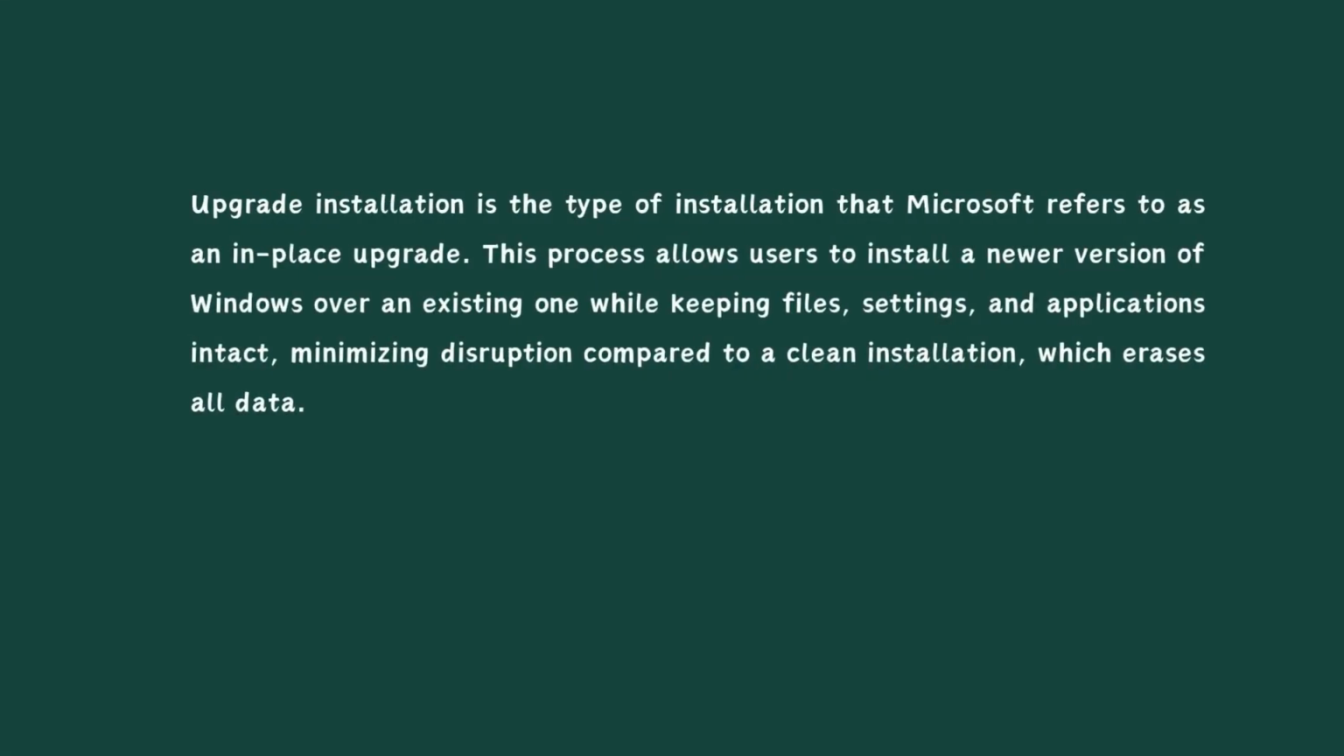Upgrade installation is the type of installation that Microsoft refers to as an in-place upgrade. This process allows users to install a newer version of Windows over an existing one while keeping files, settings, and applications intact, minimizing disruption compared to a clean installation, which erases all data.